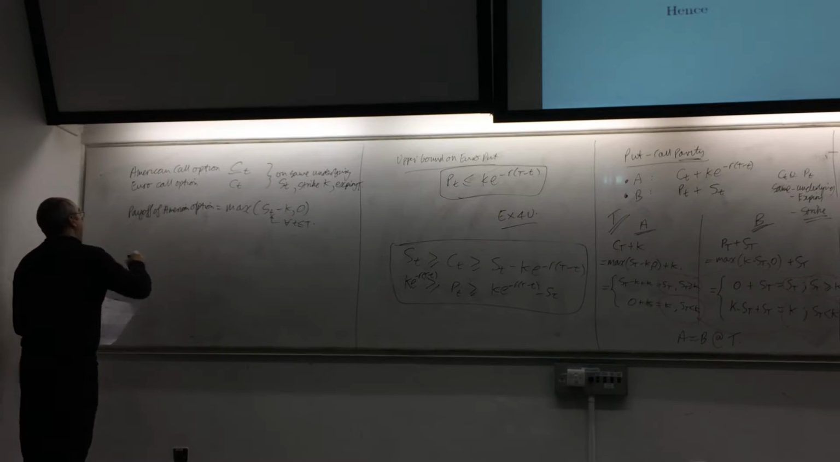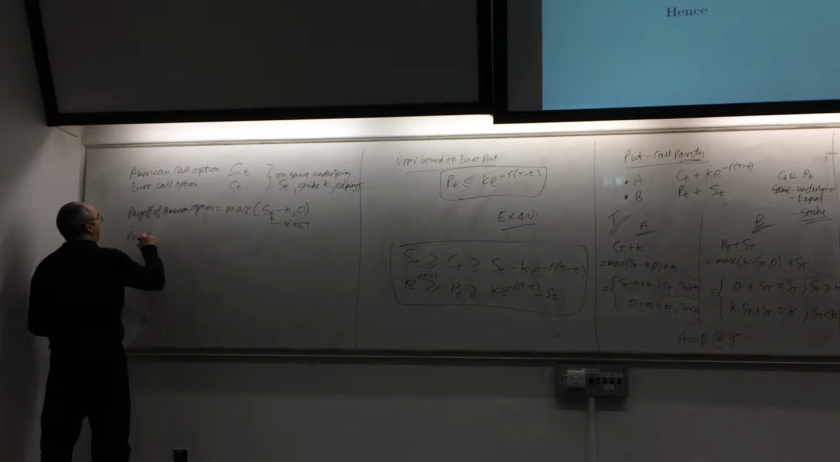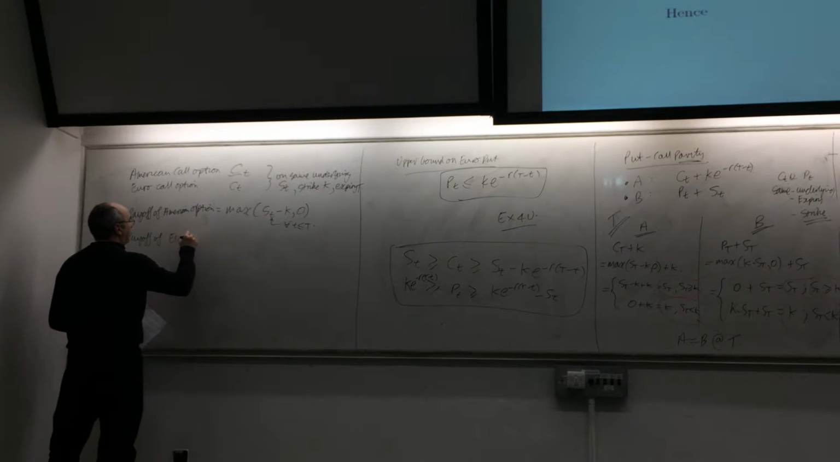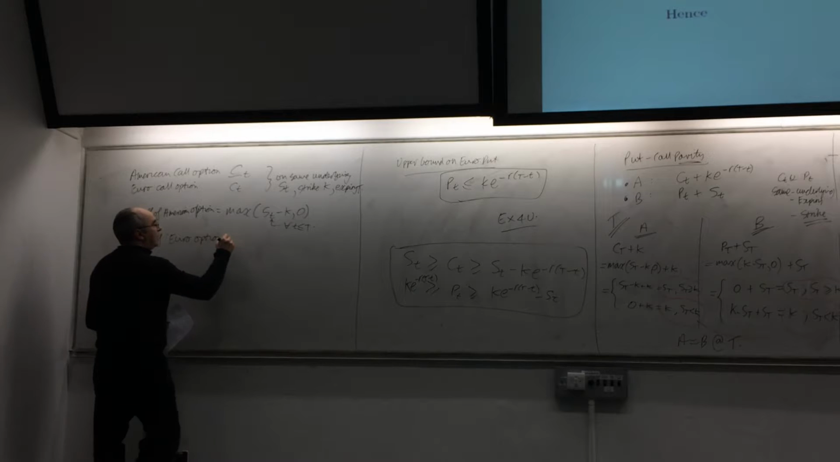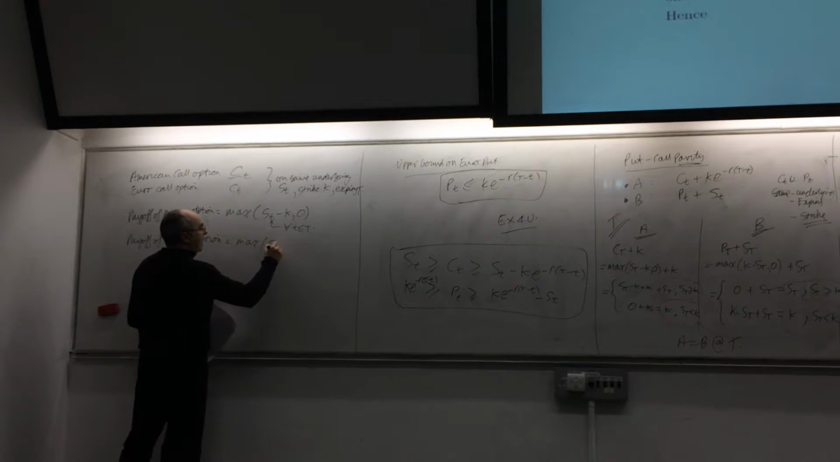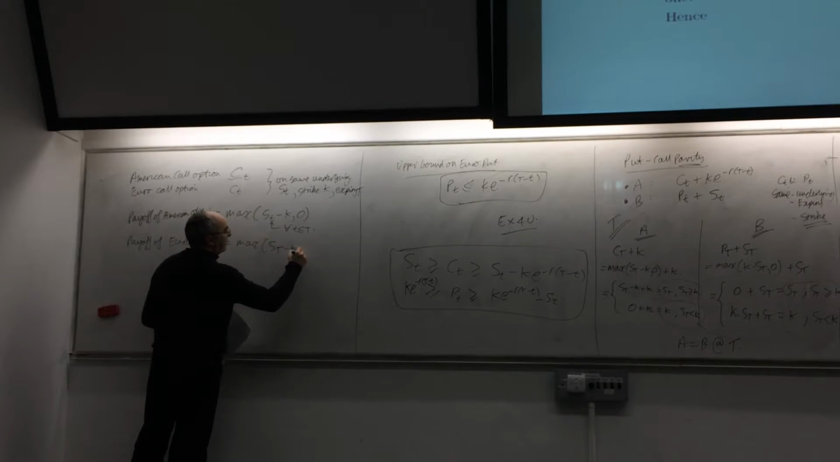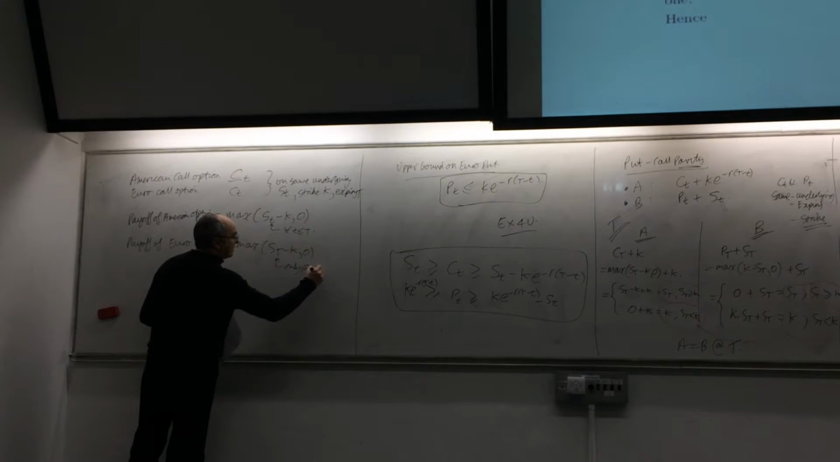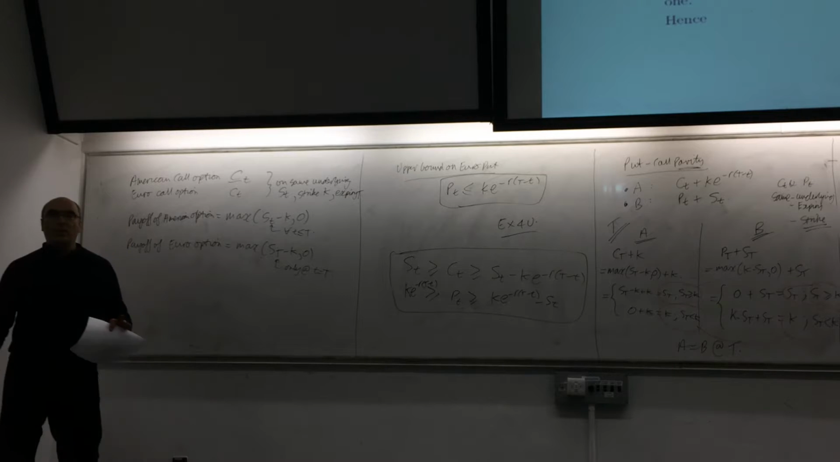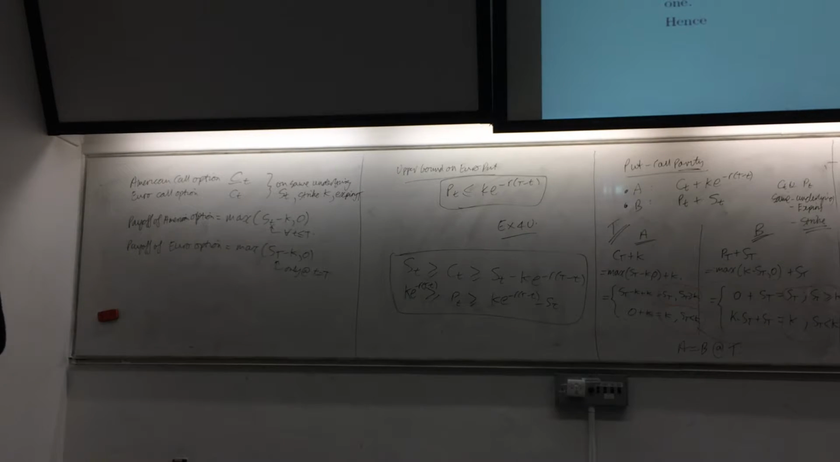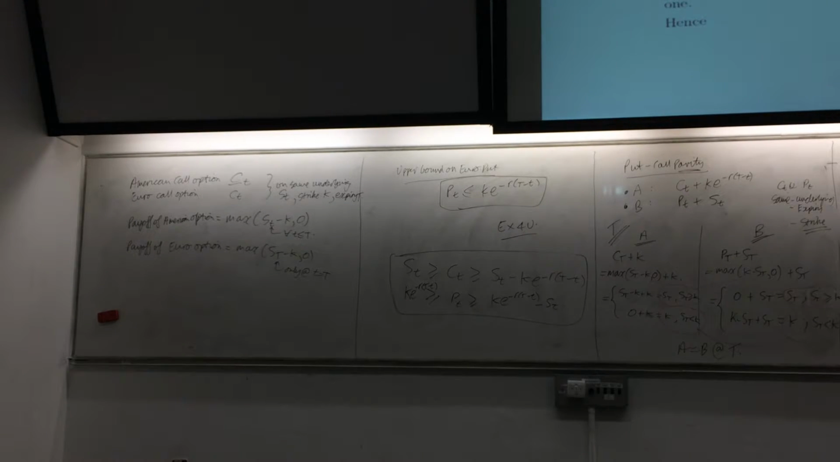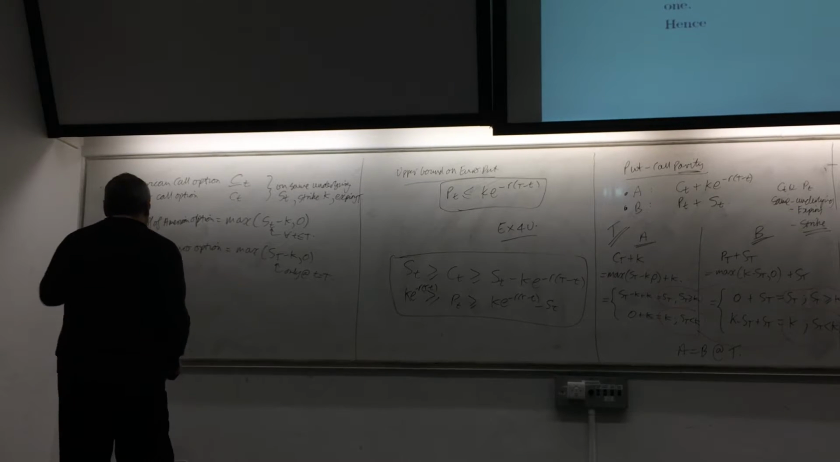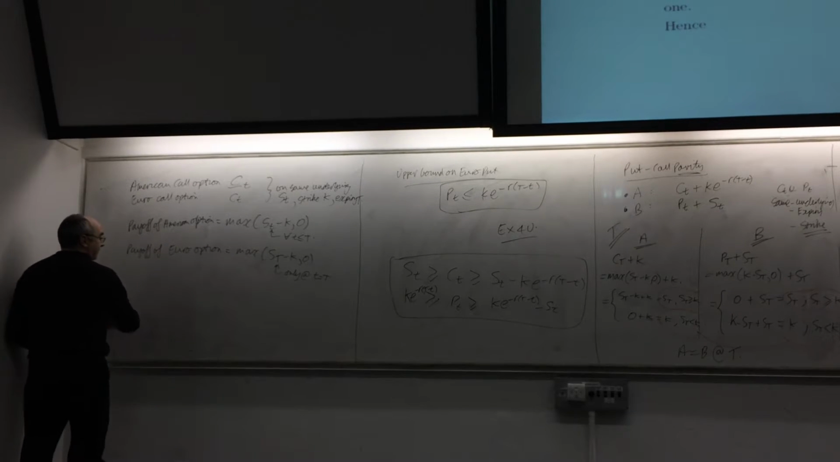Okay, the payoff of the European is the max of S capital T minus K and 0, and you can only get that at t equals T. Otherwise you can't exercise it. Right, so what do we know about this?